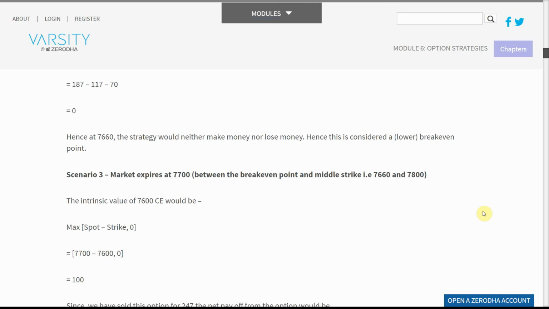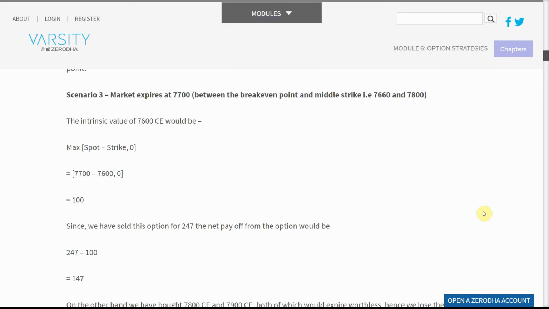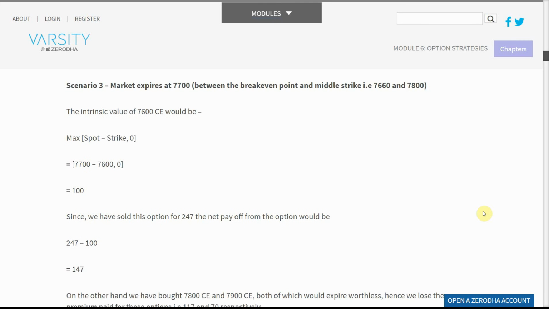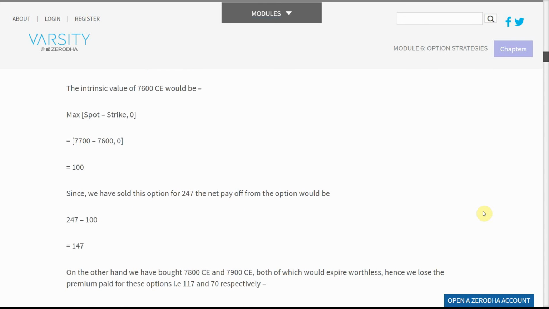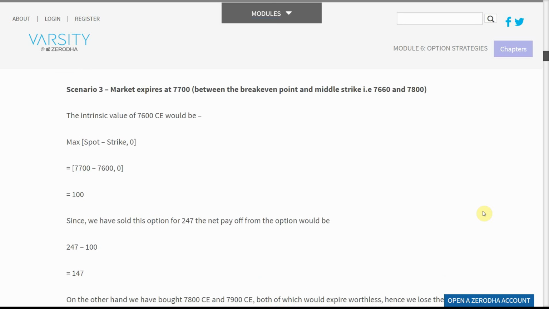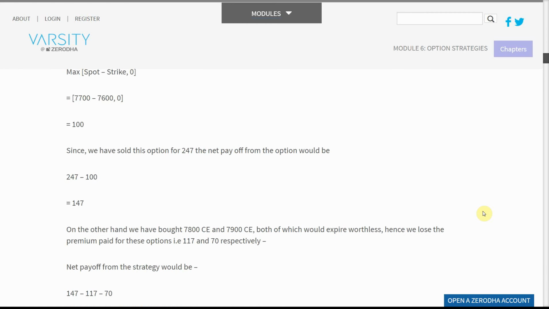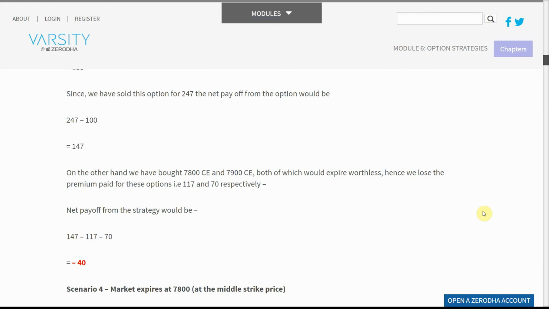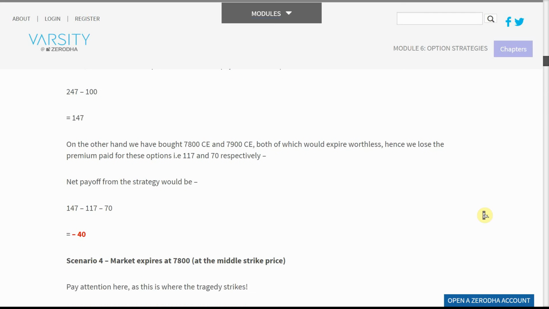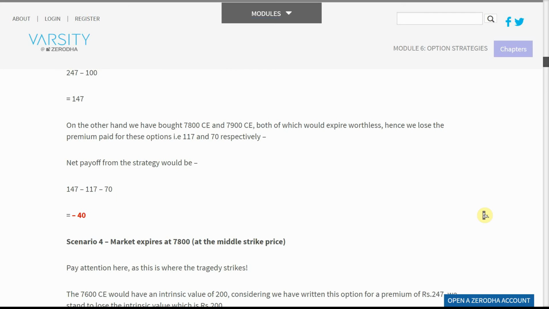Scenario 3: market expires at 7,700, between the break-even point and middle strike, i.e. 7,660 and 7,800. The intrinsic value of 7,600 CE would be max(spot - strike, 0) = max(7700 - 7600, 0) = 100. Since we have sold this option for 247, the net payoff from the option would be 247 - 100 = 147.